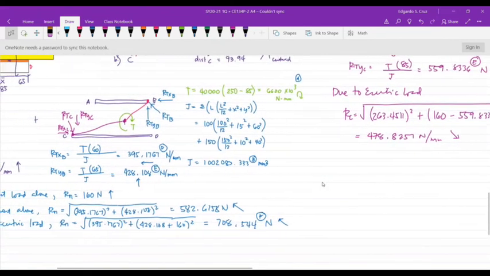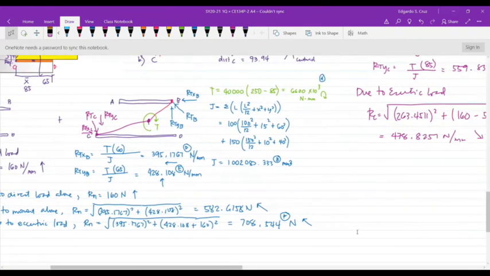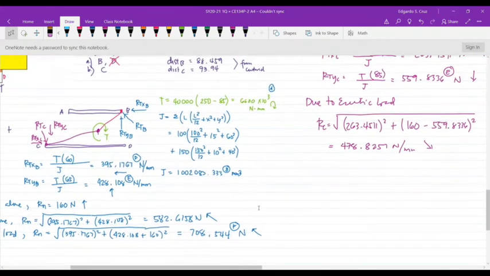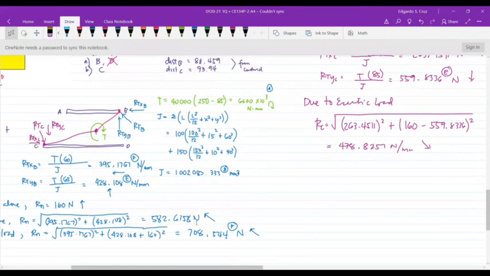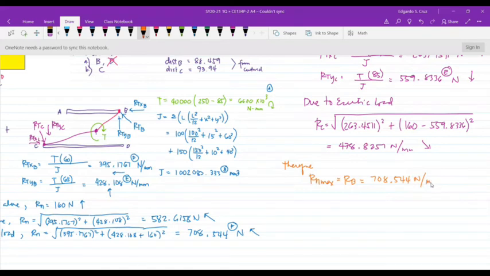And ang RB is 708, and yung RC naman is 478. So of course, our maximum, so therefore, Rn max is equal to Rb, which is 708.544 Newton per millimeter length of weld. Okay? So, kung alam mo na yung shear force, how do we design? So, yung tanong is design. So, what would be the design W or size of weld?